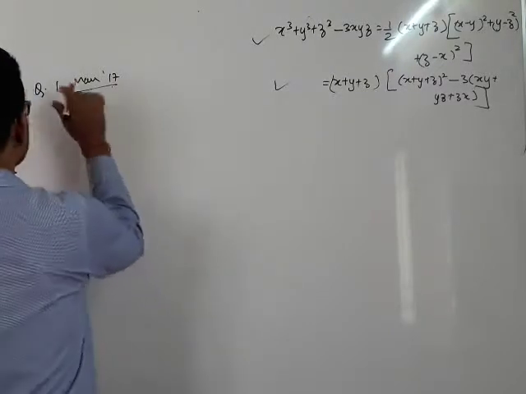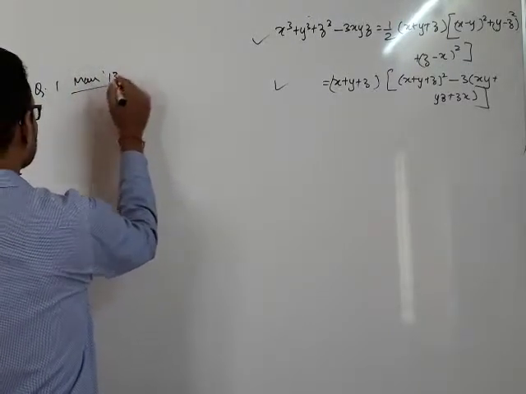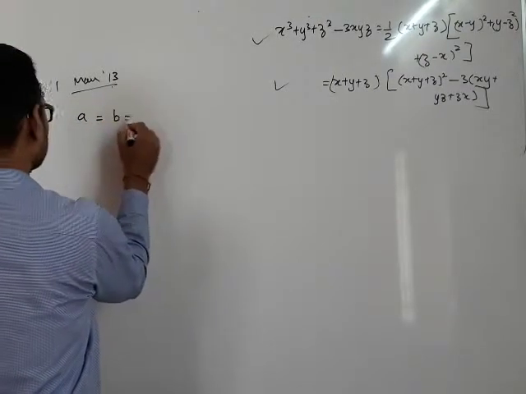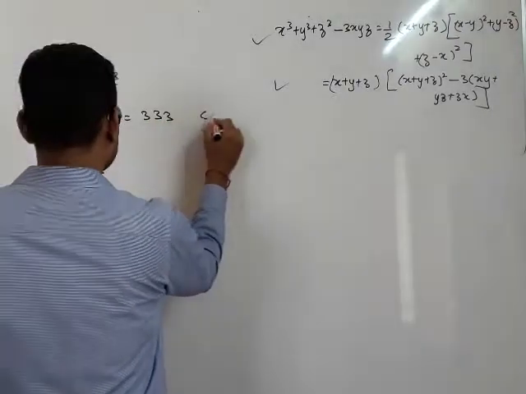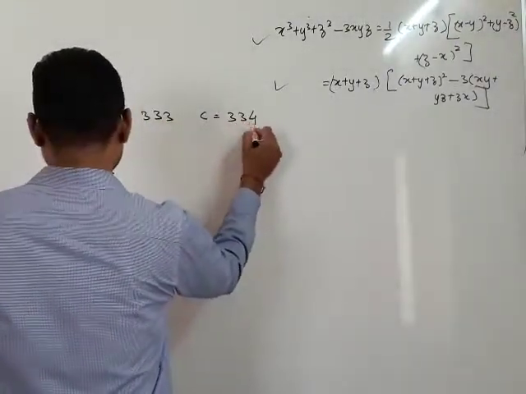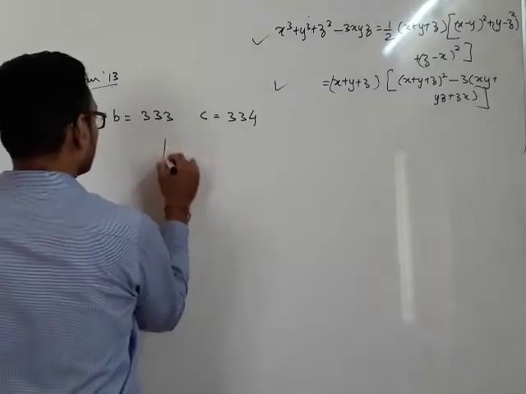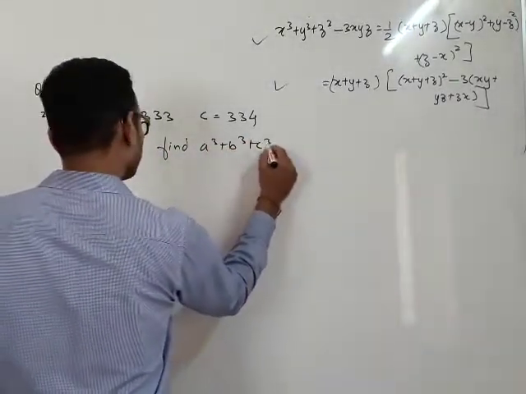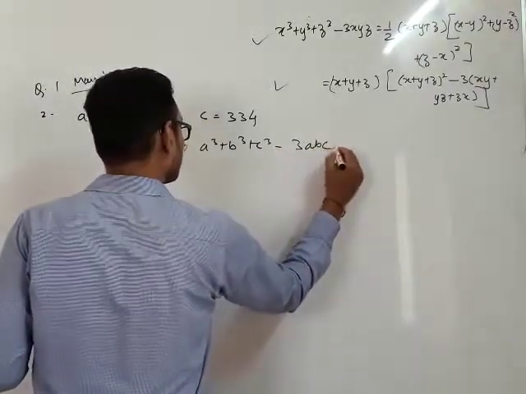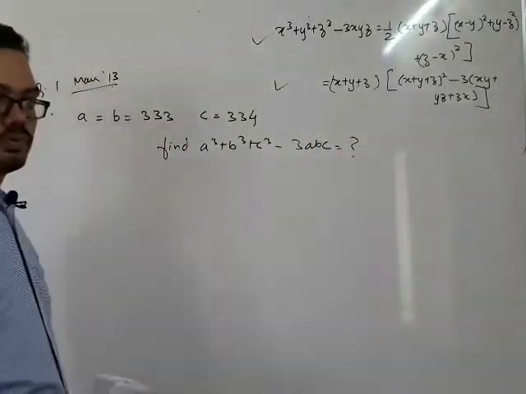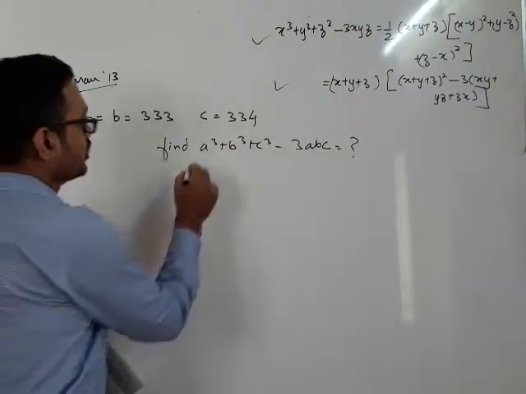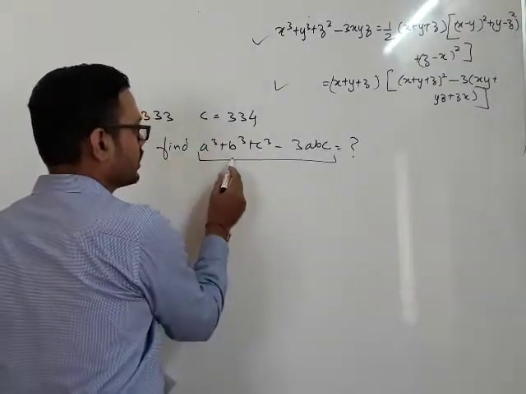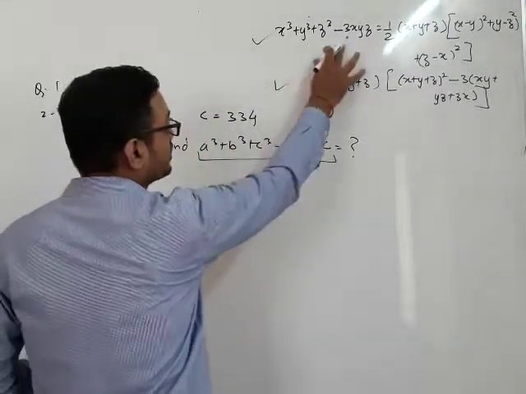This was 2013 mains. Question number 2. A is equal to 3, 3, 3, B is equal to 3, 3, 3, C is equal to 3, 3, 4. Find A cube plus B cube plus C cube minus 3ABC. This is to be found. Now, as we know, values of A, B and C are given.